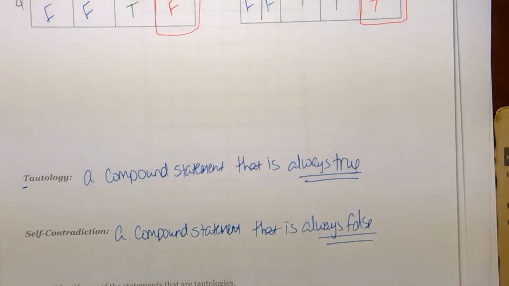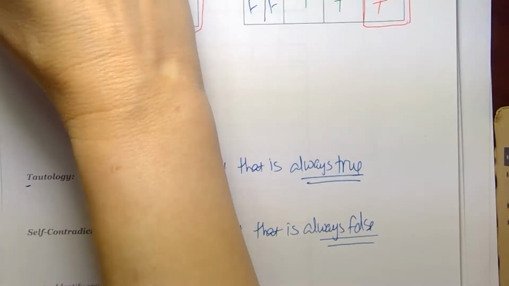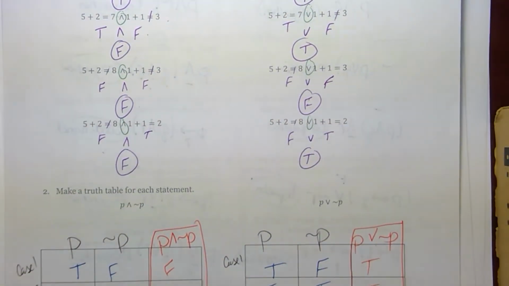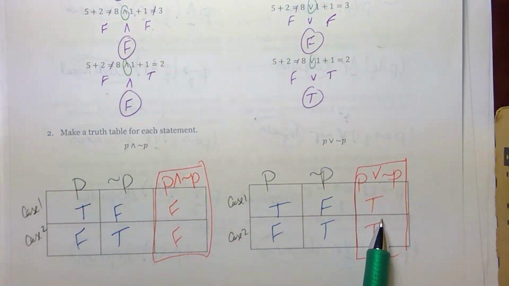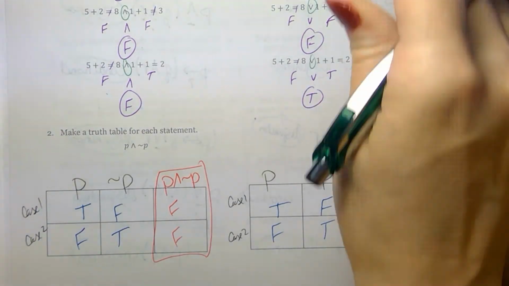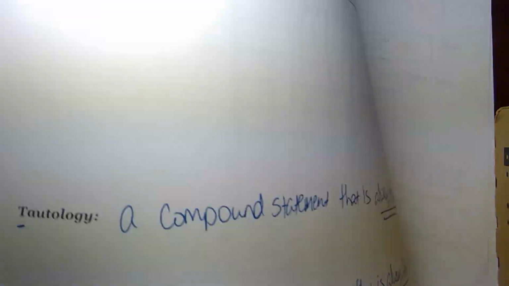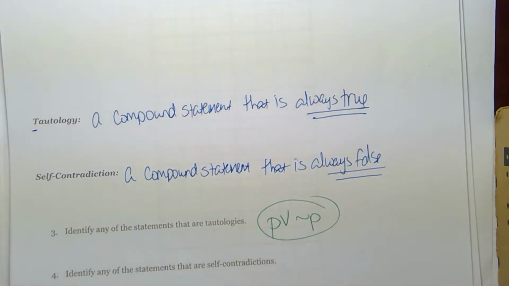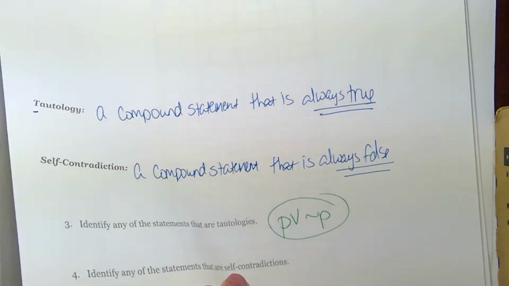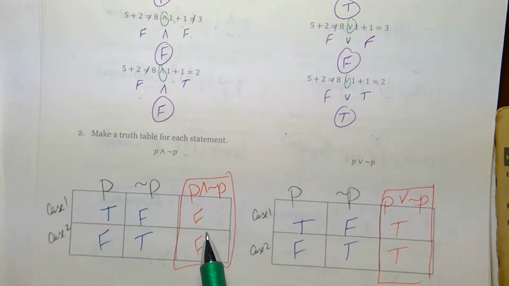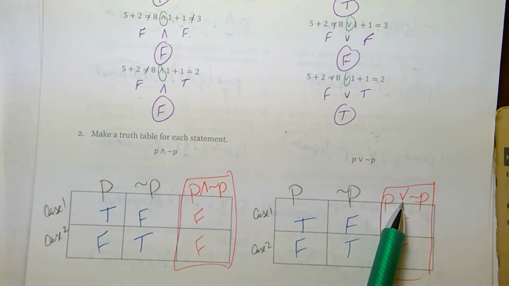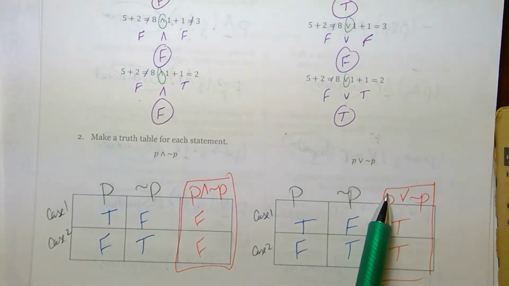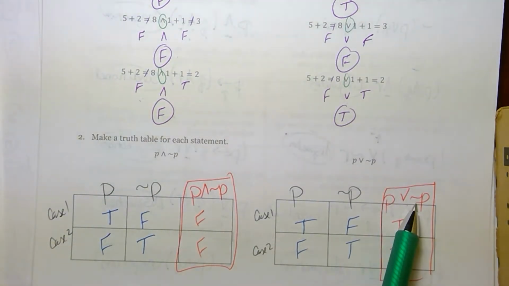Out of those, which of those compounds were a tautology? Well, if you look at that last page that we did, tautology right here, P and not P, that is a tautology. Were any of these statements self-contradictions? Well, I said and, that's an or. Sorry guys, P or not P. That's a disjunction. P or not P is a tautology.